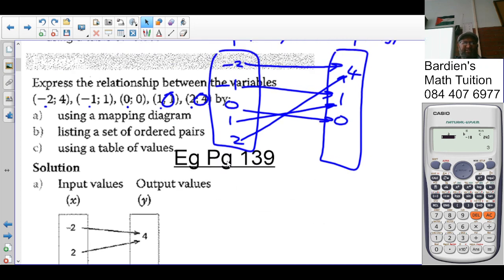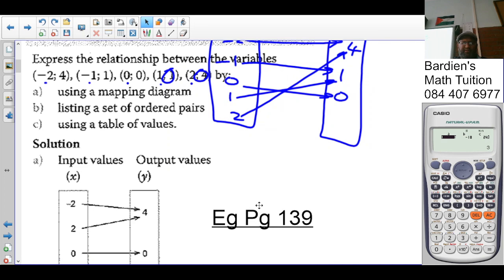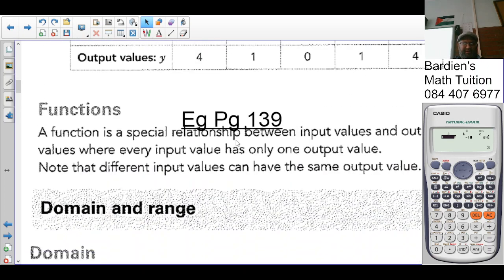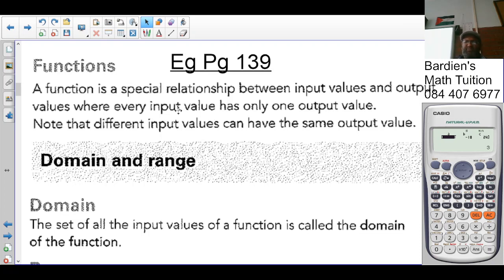Listing in ordered pairs, there's your ordered pair already, and using a table of values, there's your table of values. We know how to do that already. A function, so write this definition down. A function is a special relationship between the input values and the output values, where every input value has only one output value. Note that different input values can have the same output value. That is the definition of a function. Okay, I'll pause the video at this point.